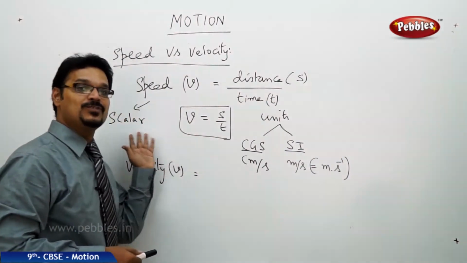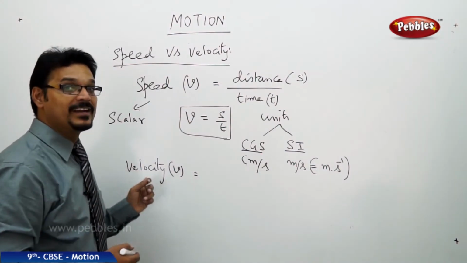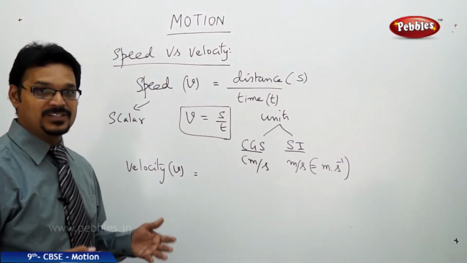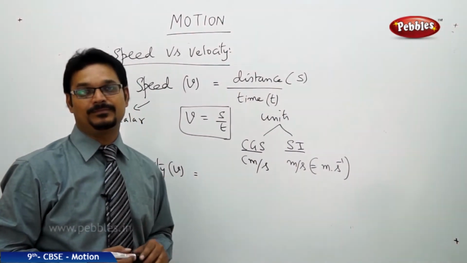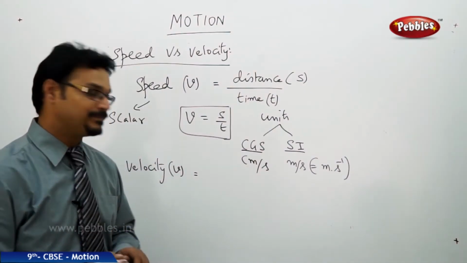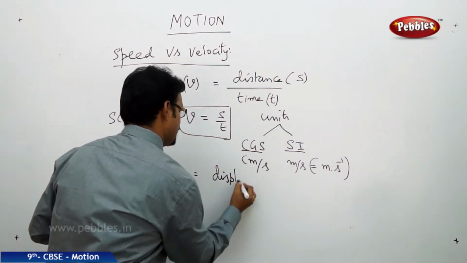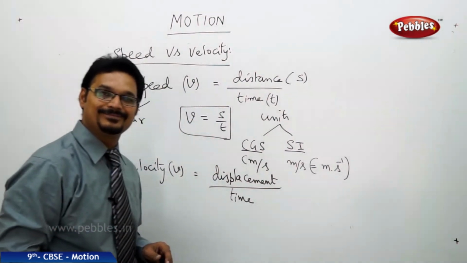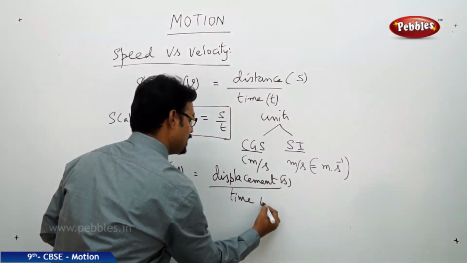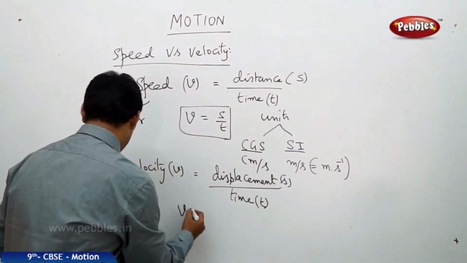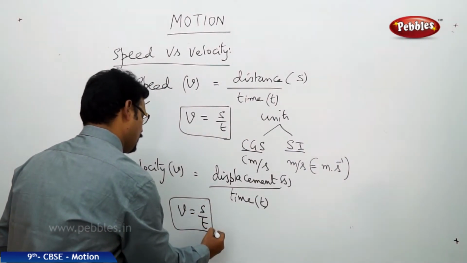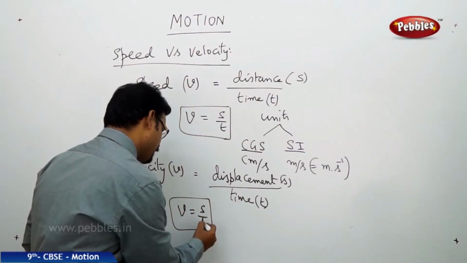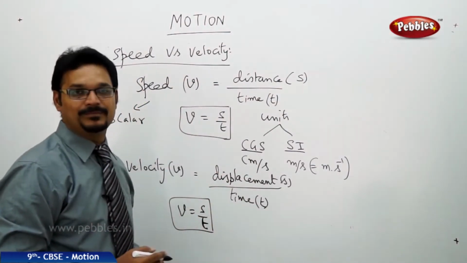So, even though we have speed as a scalar quantity, we need a vector, and velocity is a vector quantity. The definition of velocity is the ratio of displacement to time: displacement divided by time. Displacement is the symbol S again, time is T again. Formula-wise, both look the same: V equal to S by T. When both look the same, their units are also the same.